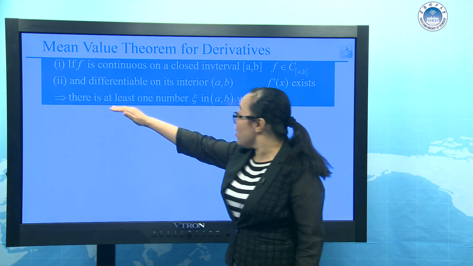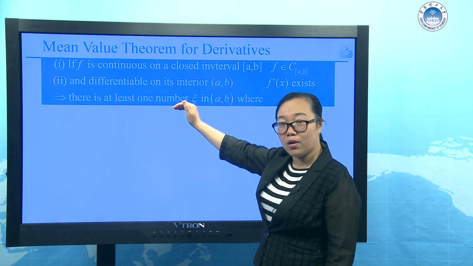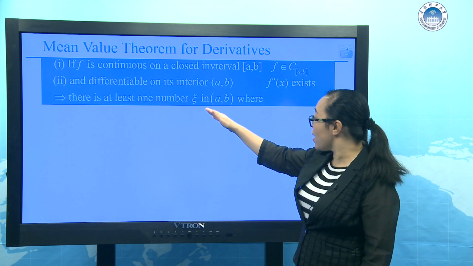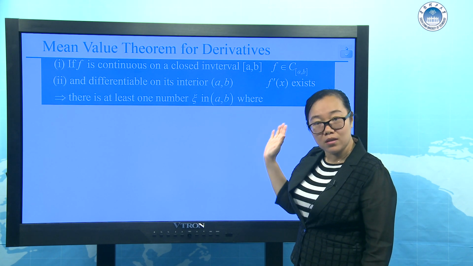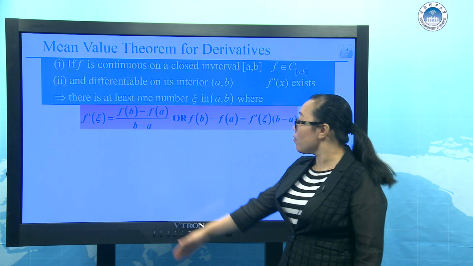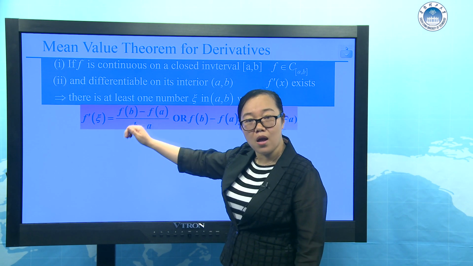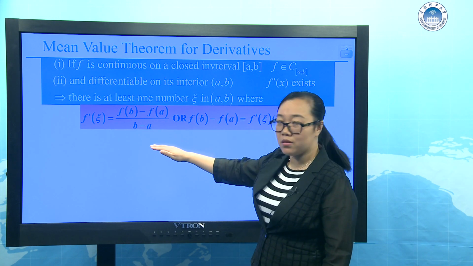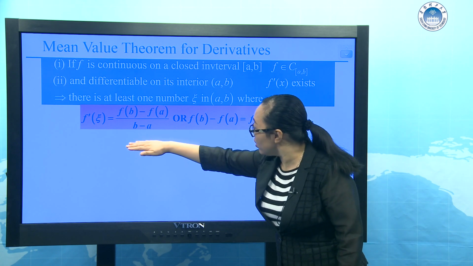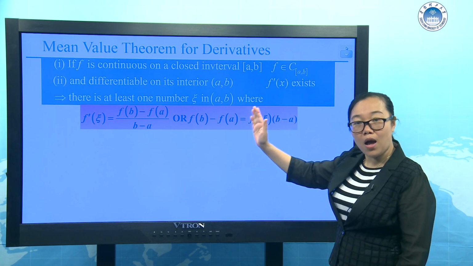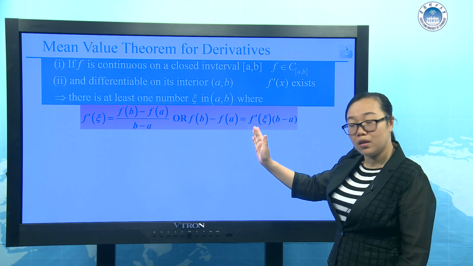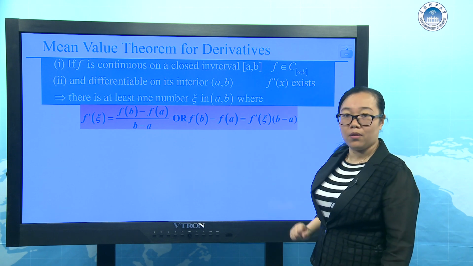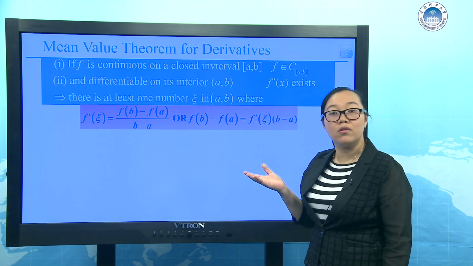At this time, there is at least one number. There exists at least one number c in (a,b) satisfying f prime of c equals (f(b) minus f(a)) over (b minus a). Sometimes the equation is written in this form: f(b) minus f(a) equals f prime of c times (b minus a). It is our mean value theorem.